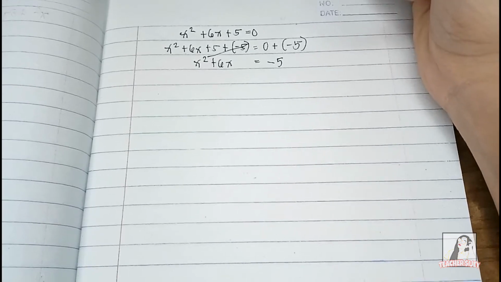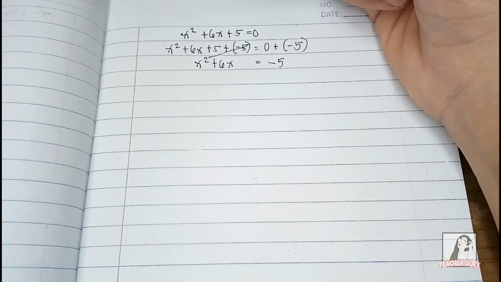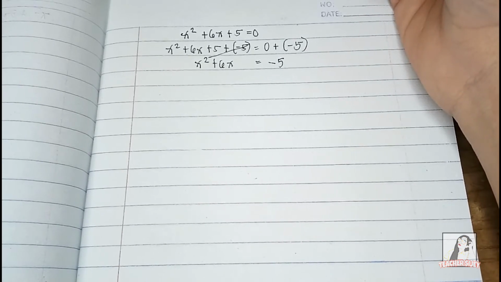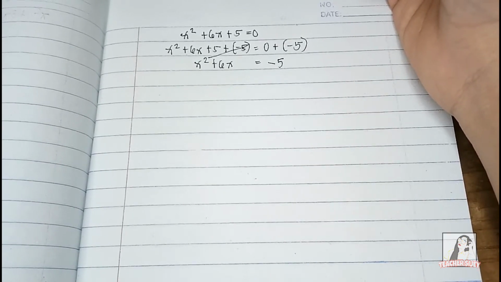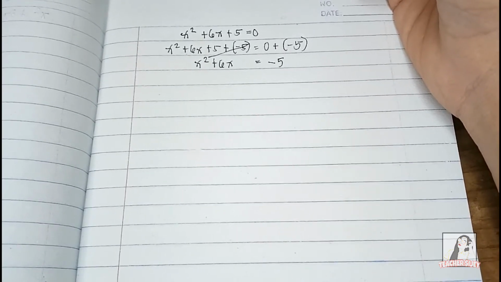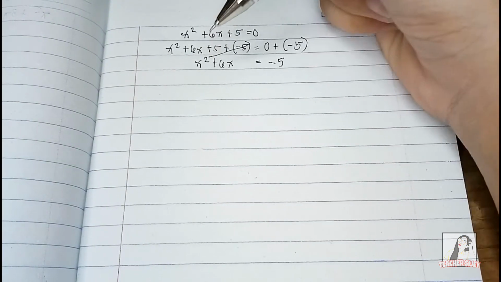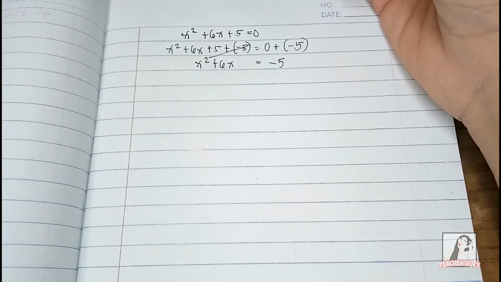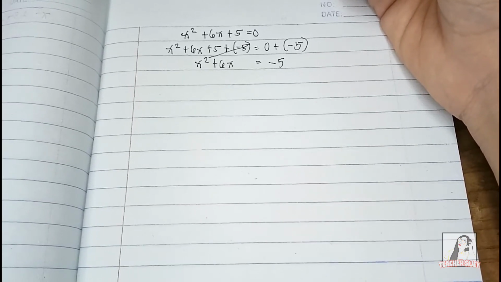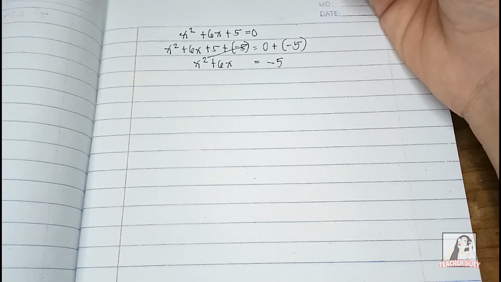Next step is we make sure that the coefficient of x squared, which is the first term, is 1. But if not, divide each term of the equation by the value of the first term to make the coefficient of x squared be 1. So here, since the coefficient of our first term is 1, we can proceed to our next step. We need to divide the coefficient of the middle term by 2 and square it. Then, add the result to both sides of the equation and simplify.